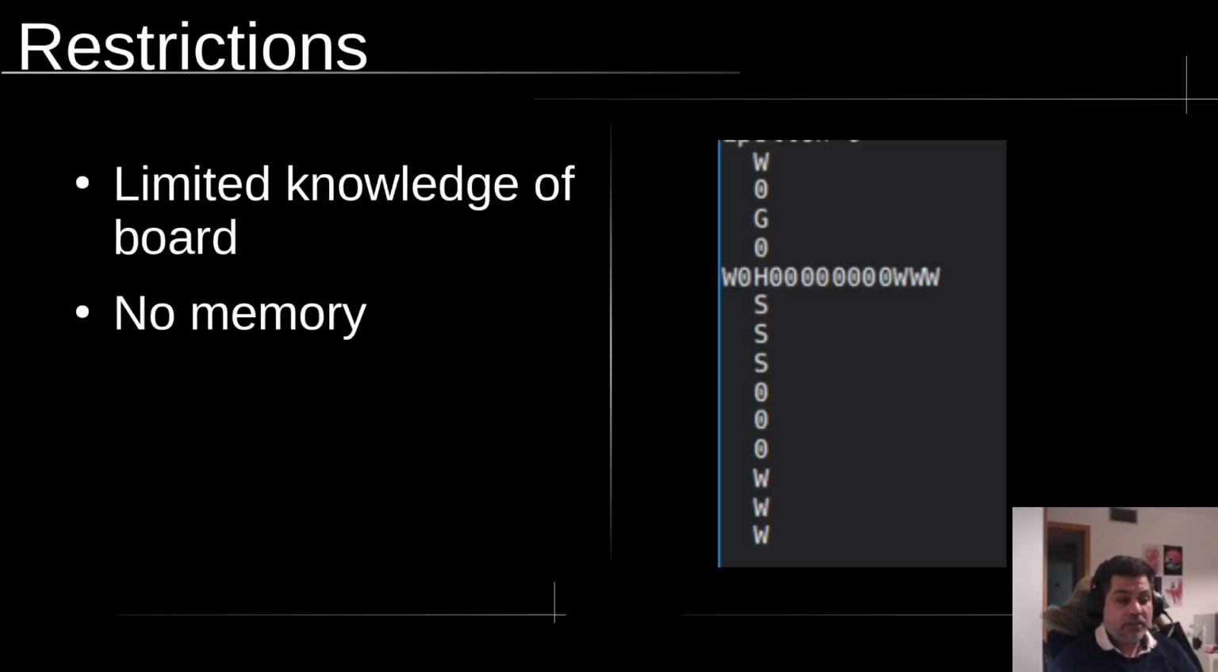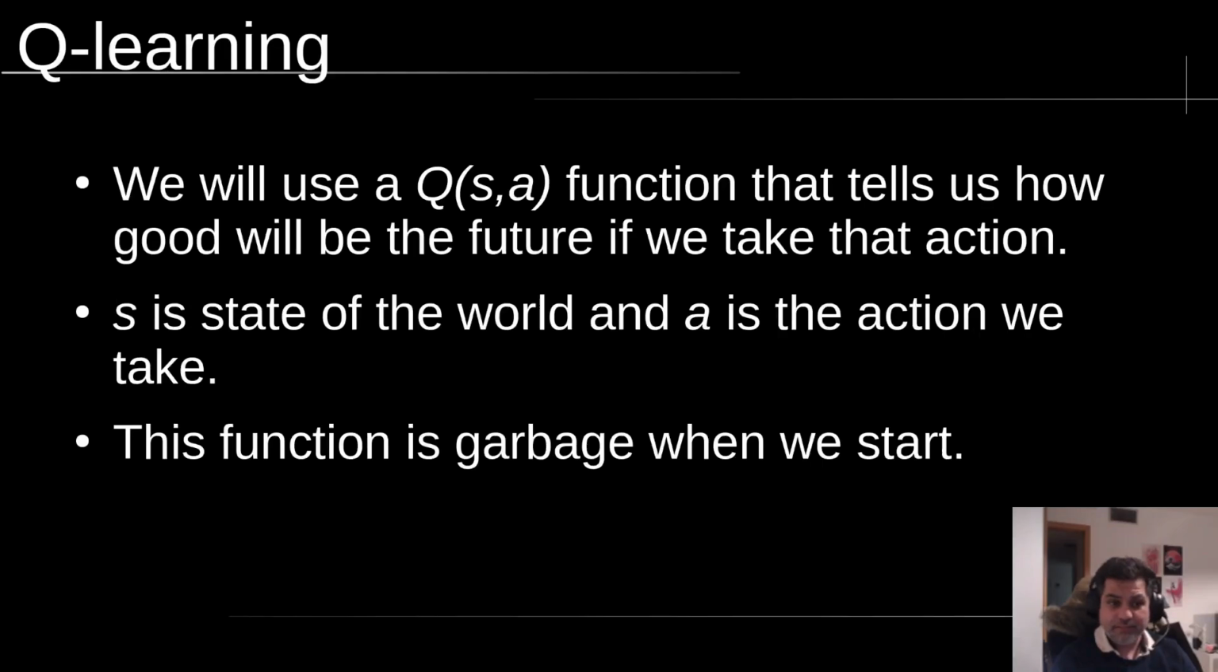We have some restrictions. The agent cannot see the whole board. It only sees the head and whatever is up, down, left, right of it. Here it is represented by symbols. H is head, O is empty, G is a green apple, W is a wall, and it has no memory of the states. If it just saw something the last time and it just moved, it won't remember anything.